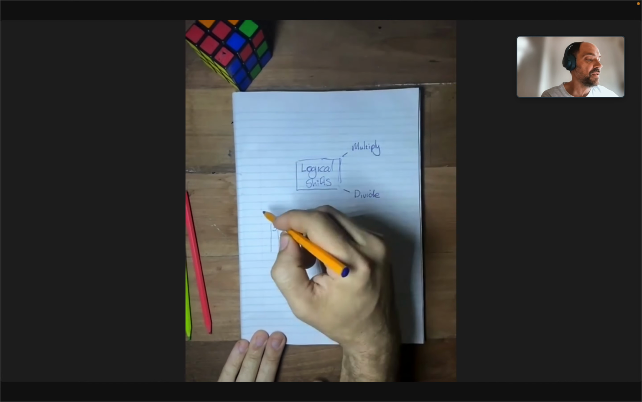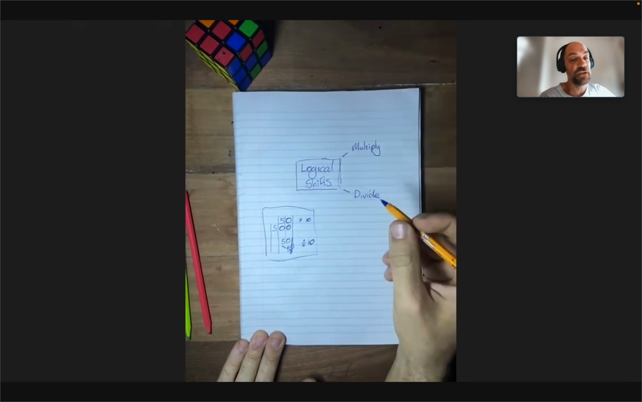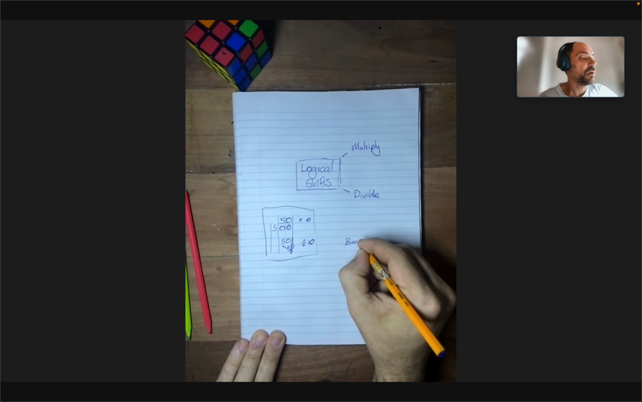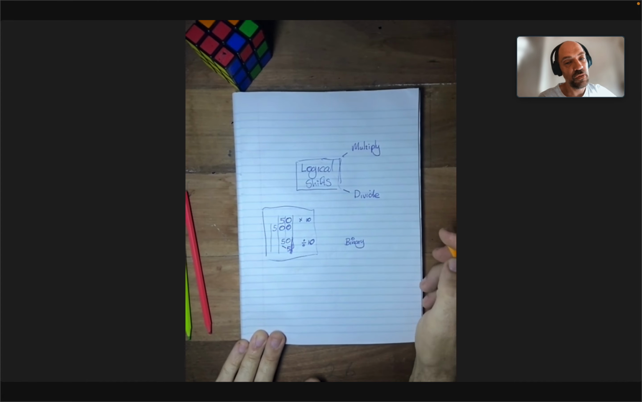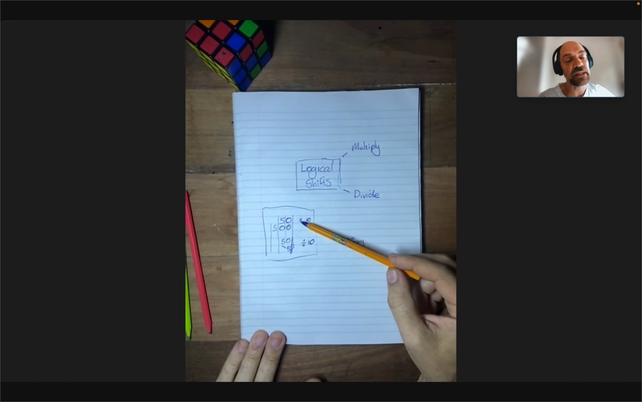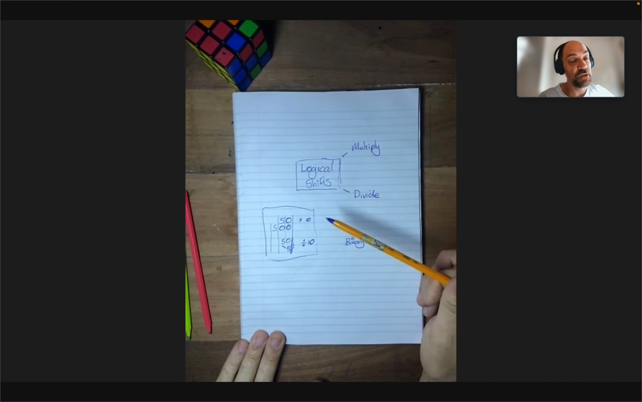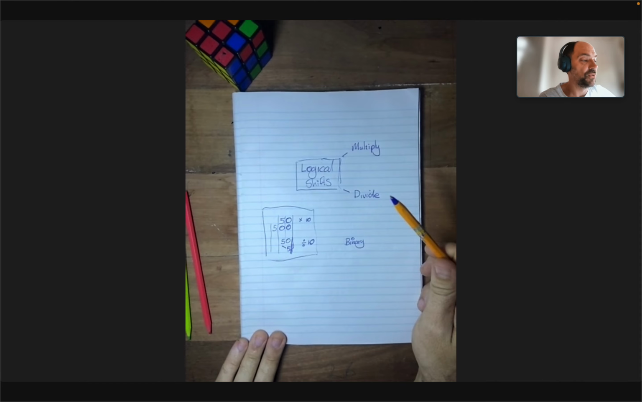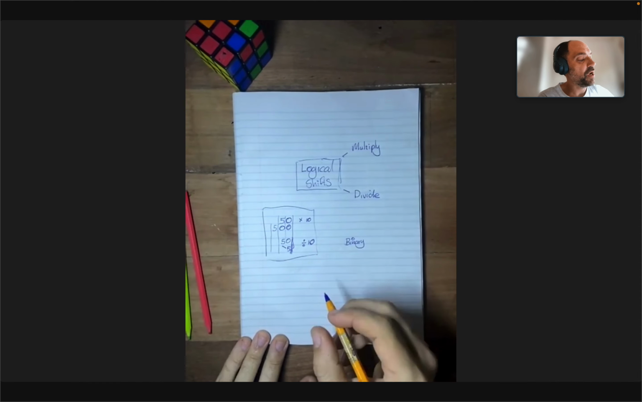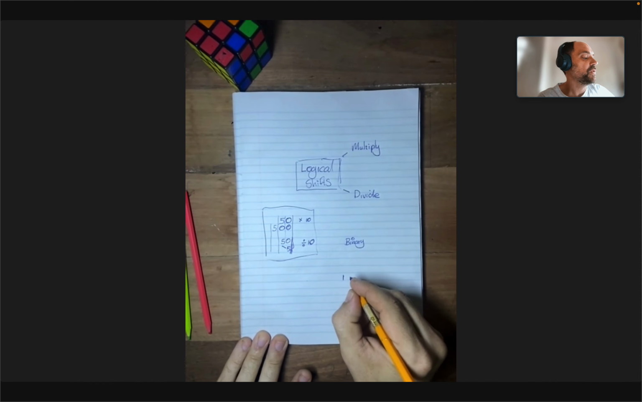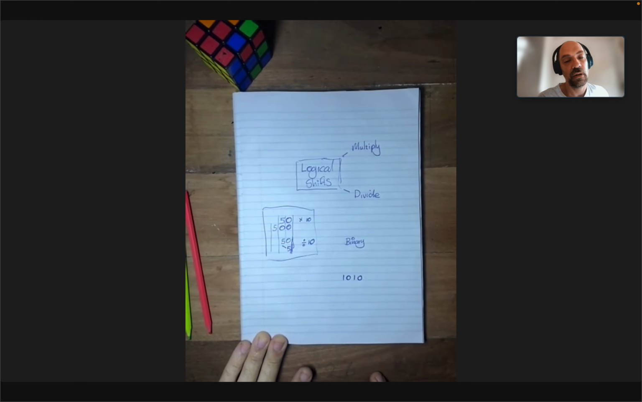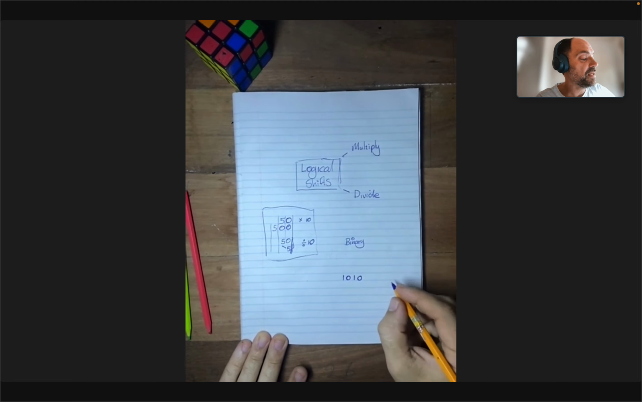The exact same thing works for a binary system, except each shift doesn't multiply or divide by 10. It multiplies or divides by 2, because a binary system's headers are powers of 2. So let's use a binary number. Here's my favorite one that I always use because it's easy to work with, which is the decimal number 10.